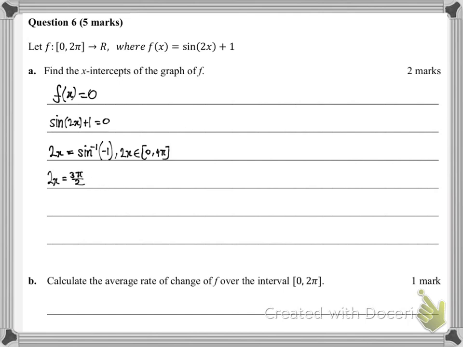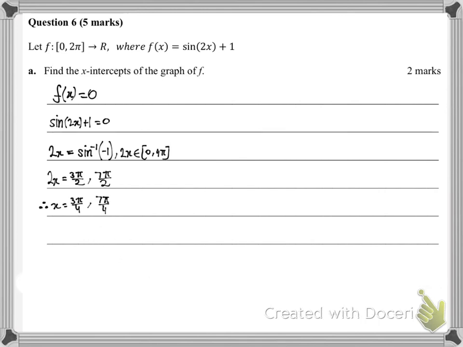So what are they? One is 3 pi on 2, and the other is 7 pi on 2. Okay, that's in the second revolution, this one here. Okay, then solve for x by dividing by 2, and we get 3 pi on 4 and 7 pi on 4 as our x-axis intercepts.